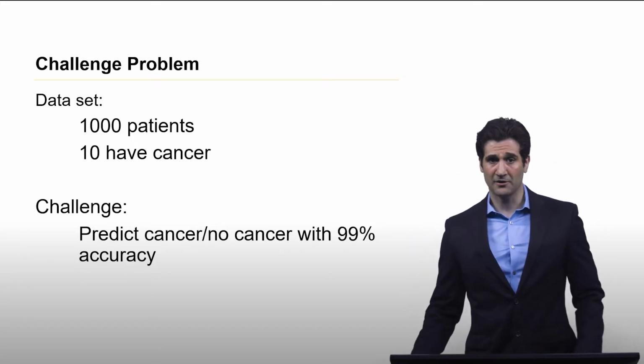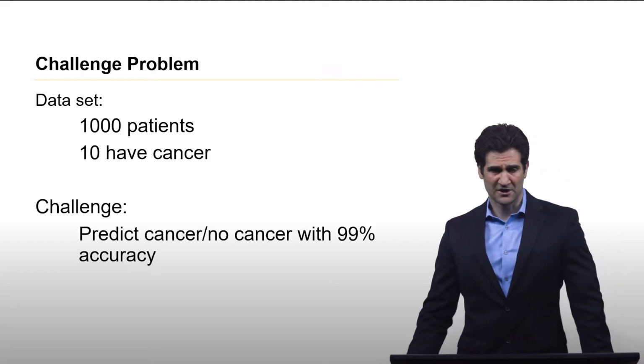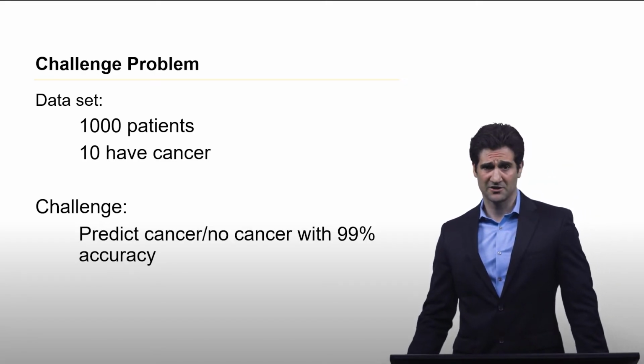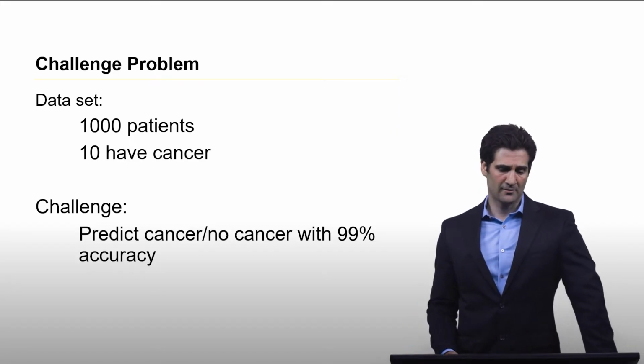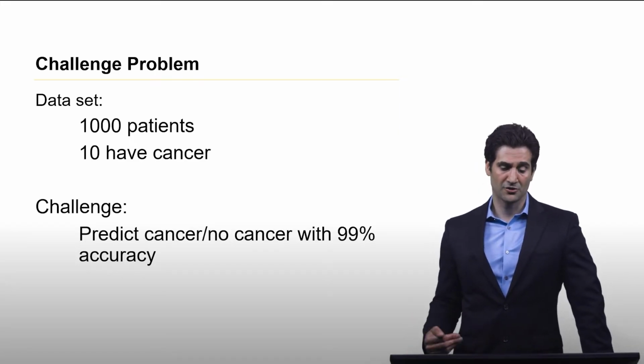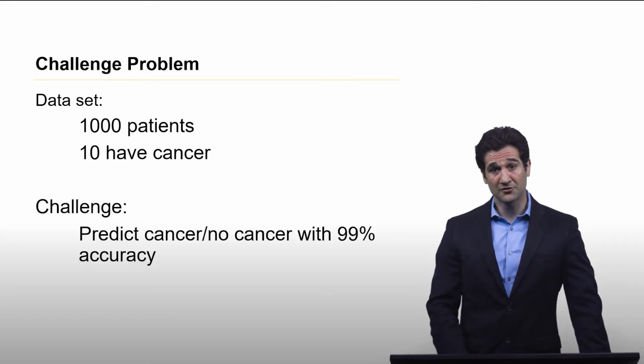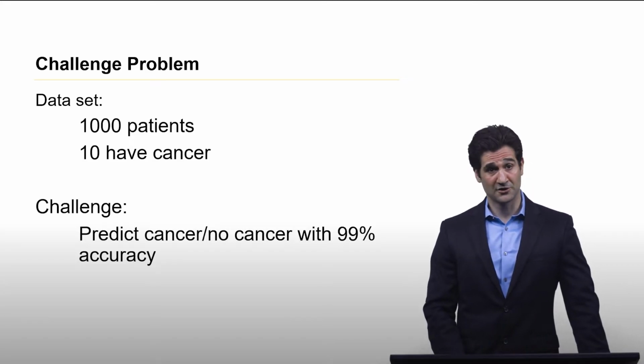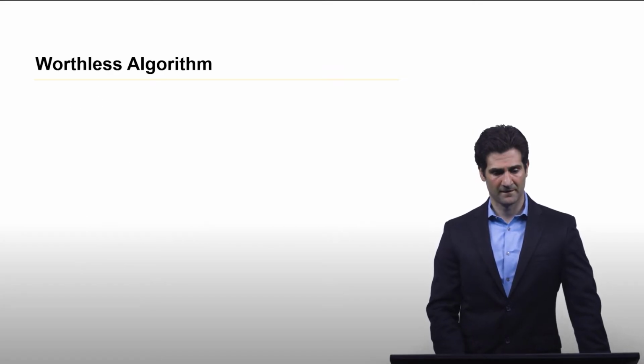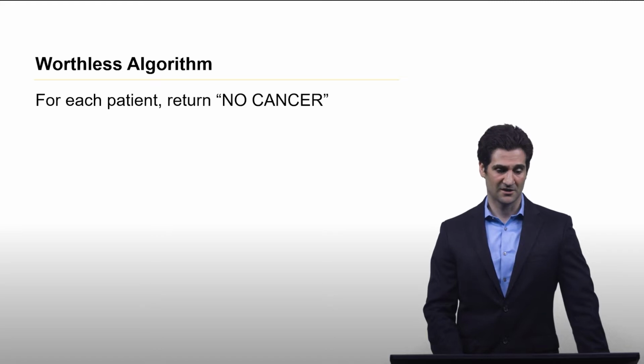So let's start out with a little challenge problem. Let's say I have a data set and I have 1,000 patients and only 10 of them have cancer, and I want to create a model that will predict cancer or no cancer with 99% accuracy. And I'm going to do this for you right now in an algorithm I'll show in a single slide. And I call it the worthless algorithm. You'll see in a moment why that's the case.